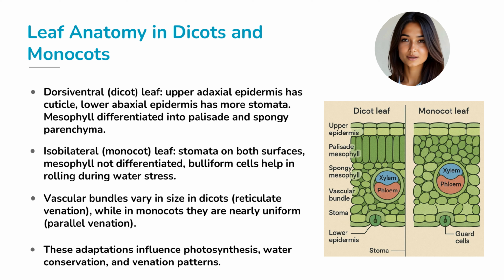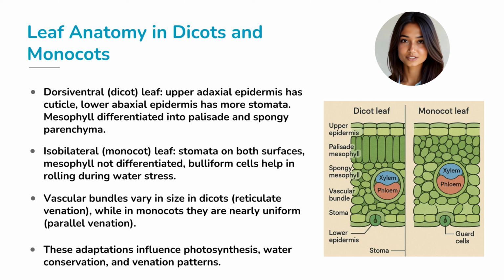The adaxial, upper, epidermis has a thick cuticle, while the abaxial, lower, epidermis usually has more stomata. The mesophyll is differentiated into palisade cells for photosynthesis and spongy cells for gas exchange. In monocots, leaves are isobilateral. Both surfaces look alike, and stomata are present on both sides.